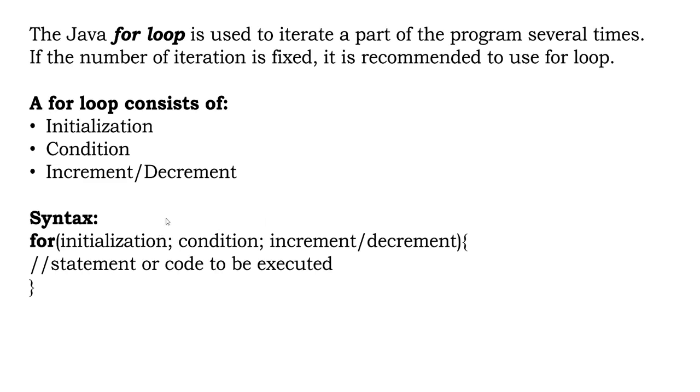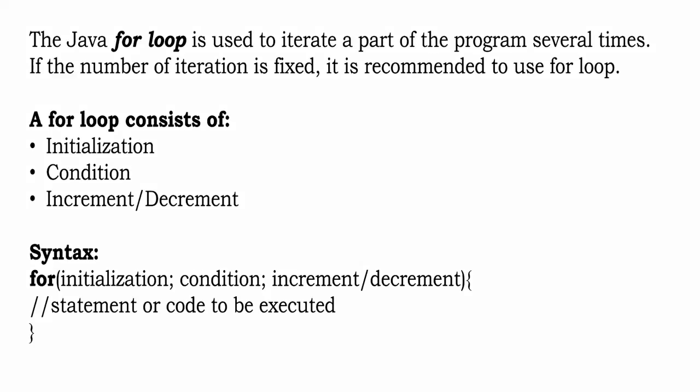And then condition. Condition is, suppose you want to print a particular number till 100, you have to say the value of i is less than or equal to 100, and then you have to increment or decrement the value. Okay, so we will see how it works via the code.